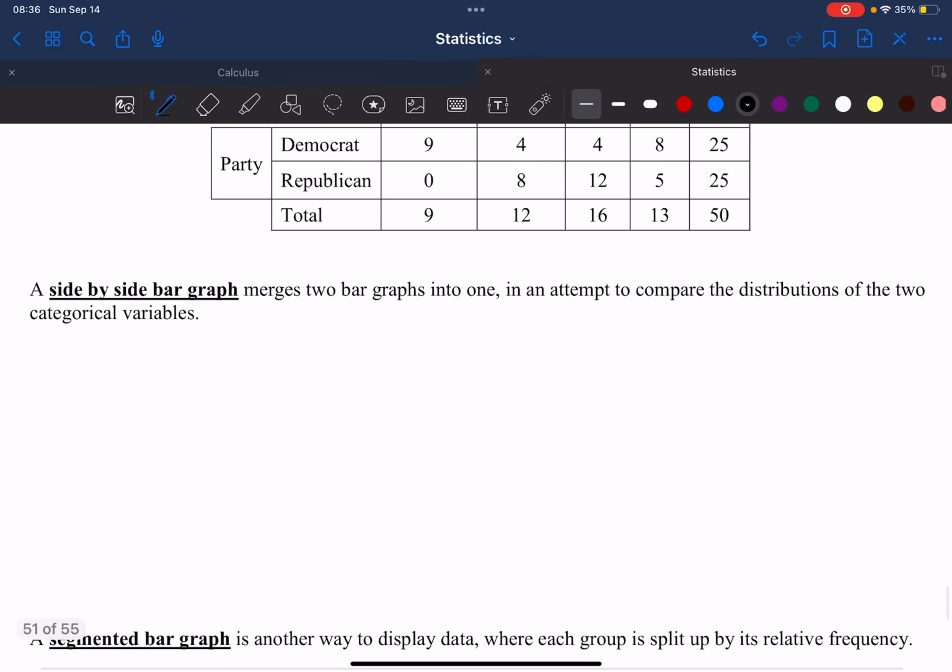For the first one, it says a side-by-side bar graph merges 2 bar graphs into one in an attempt to compare the distributions of 2 categorical variables. So exactly how we did a bar graph, we're going to do the same thing, but we're going to have 2 bars for each variable instead of just one, because we're comparing Democratic versus Republican.